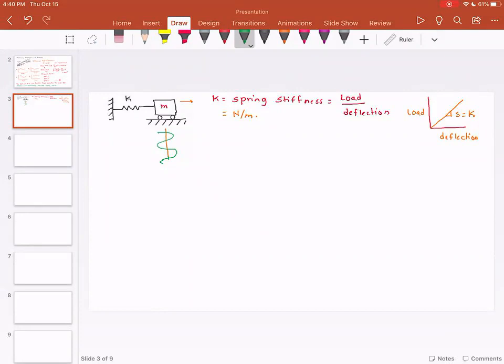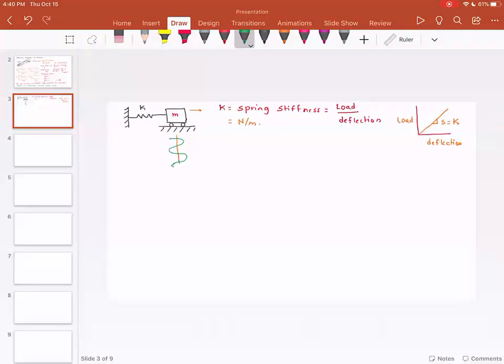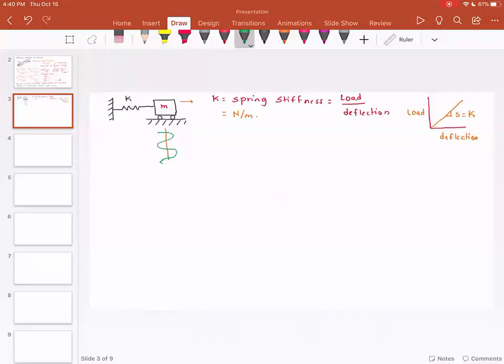So first I'm going to use the known Newton's approach. So let me discuss Newton's approach. And this approach is something that you should be familiar with so far. I'm gonna draw the free body diagram for this mass.